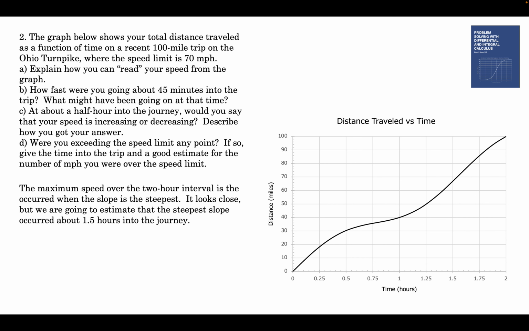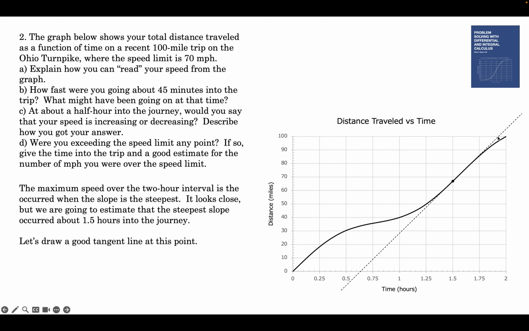Part D. Where is it the steepest? Where is the distance changing the most in time? It's pretty steep here, but I think it's probably steeper here, somewhere in here, maybe 1.5 hours. That's pretty steep. So we put a point there, put the tangent line there carefully, and we get the slope of the tangent line.